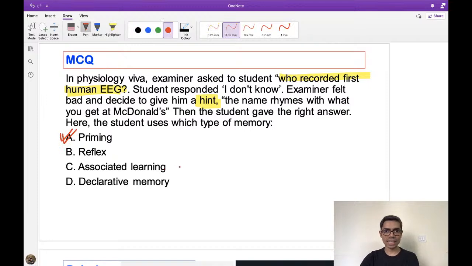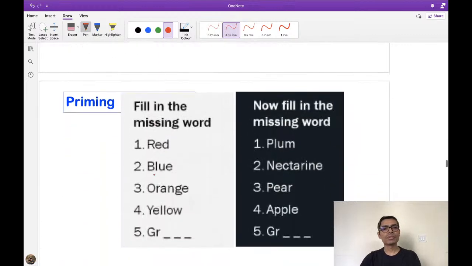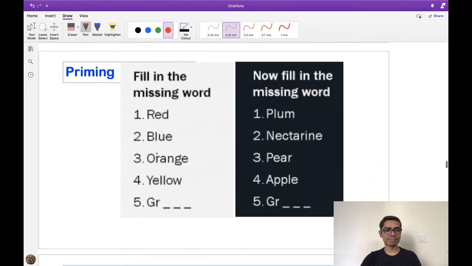It is not associative learning. Please remember what priming is. This is the typical example of priming. So look here. Fill in the missing word. You can easily answer. Tell me what the answer is.